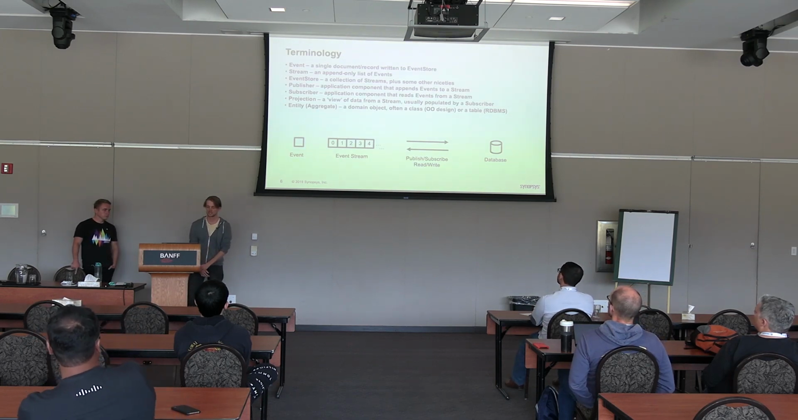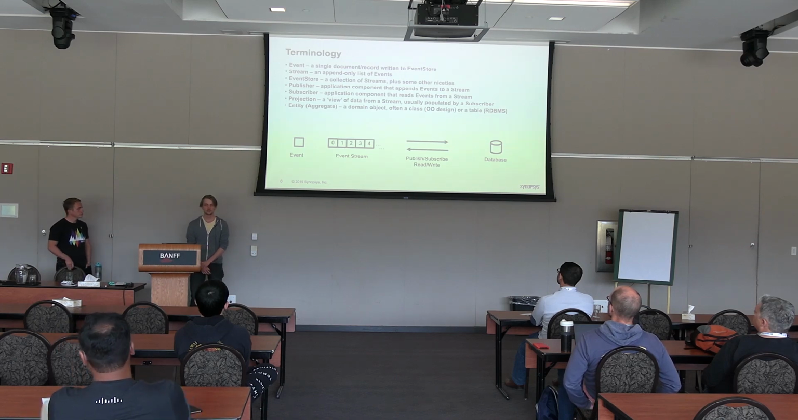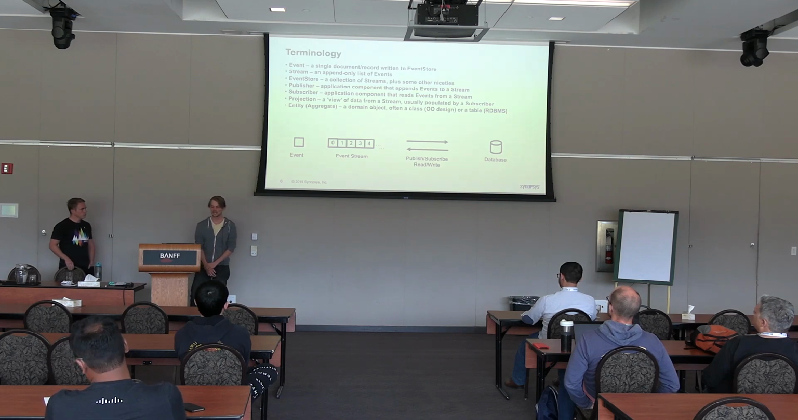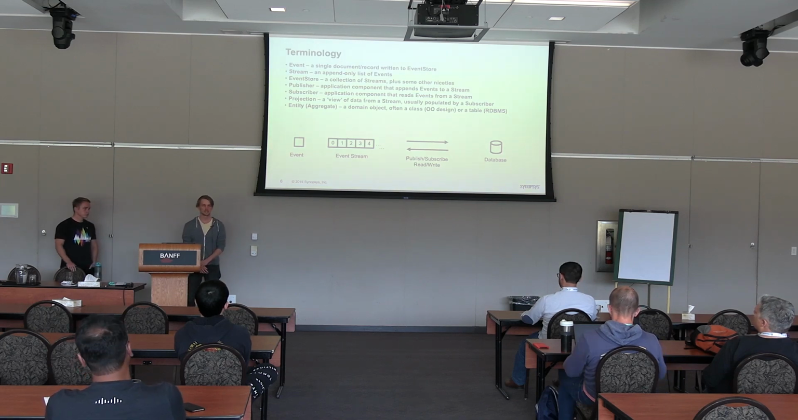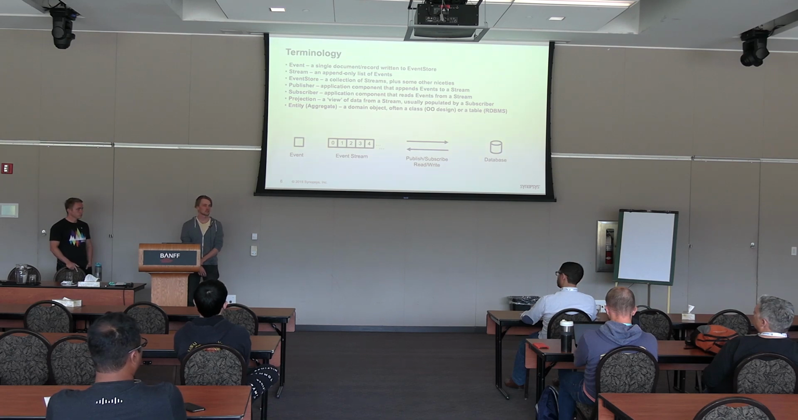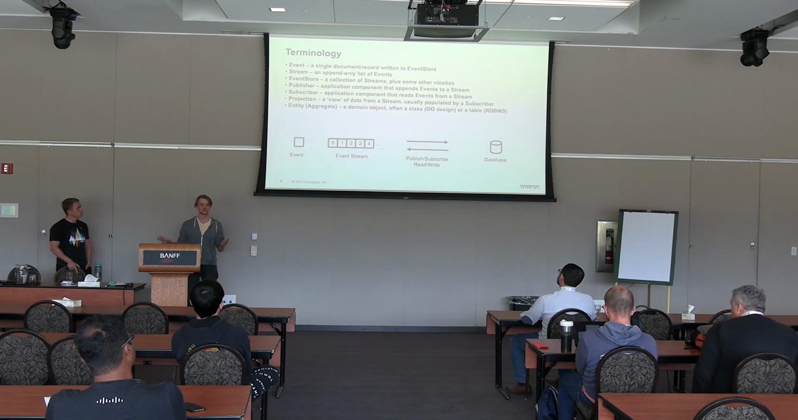A projection is a view or a subset or a transformed subset of the events or of the data in a stream. And we'll come back to this in a bit, but usually a projection is, at least in our case, a different data store. So we might use Postgres or in-memory maps or Mongo to store a subset of the data in a stream. And the terminology we use around that is we have a subscriber that subscribes to the stream and generates a projection that is used to handle queries.